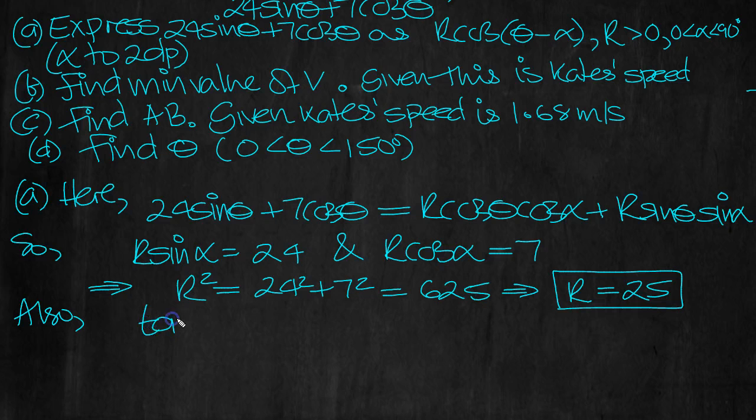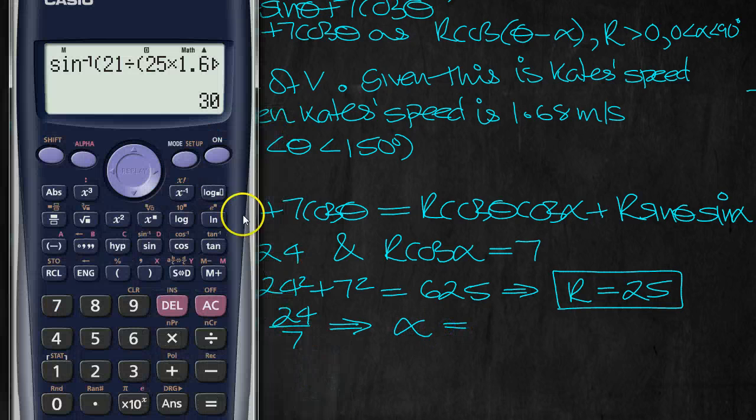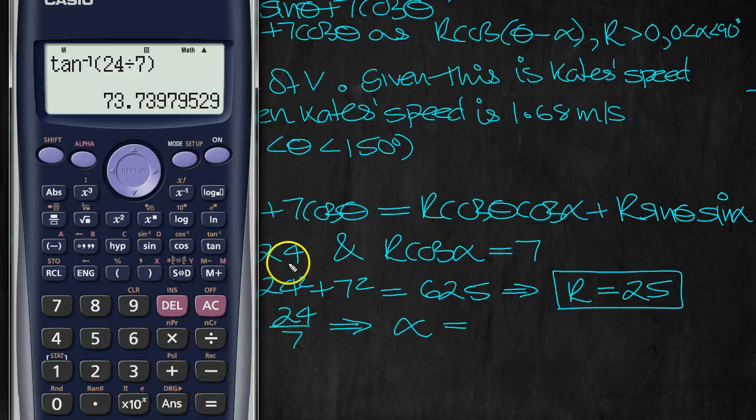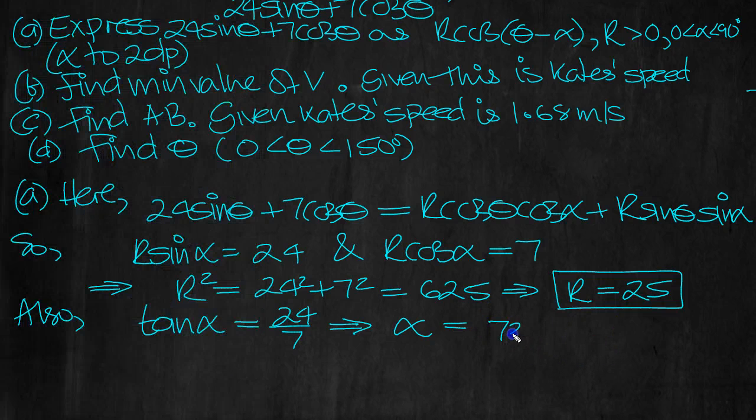Let's get tan alpha as well then and get alpha. Sine over cosine, the r's will cancel, will be 24 over 7. So alpha then, shift tan 24 divided by 7 in degrees mode, 73.74 to 2 dp. 73.74 degrees. And that was to 2 decimal places, as the question asked. So that was part A.